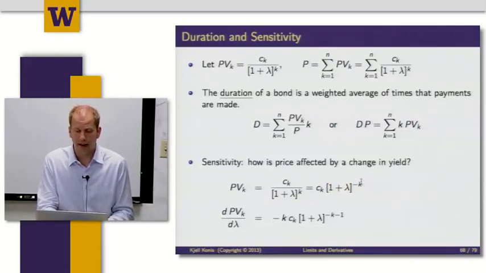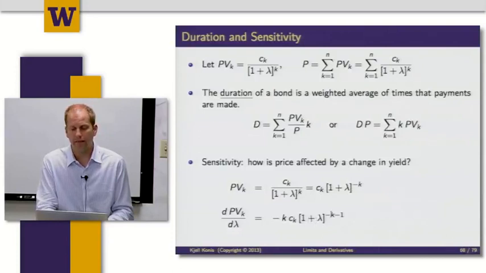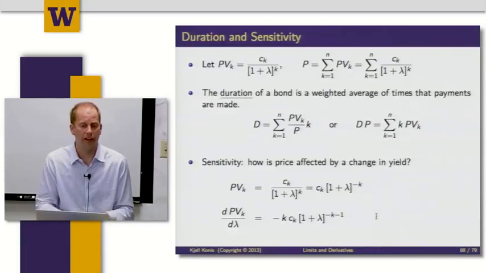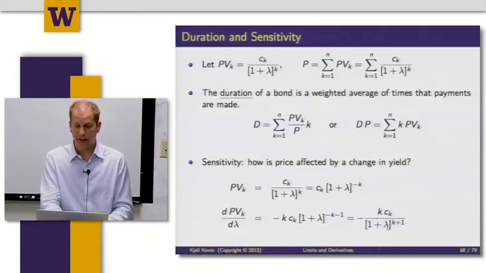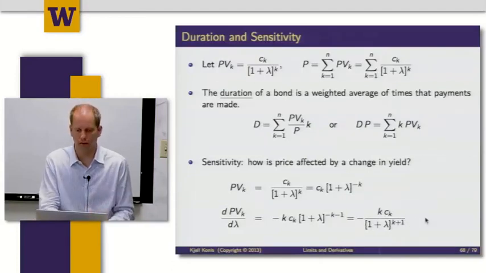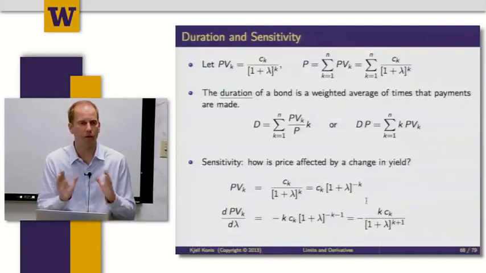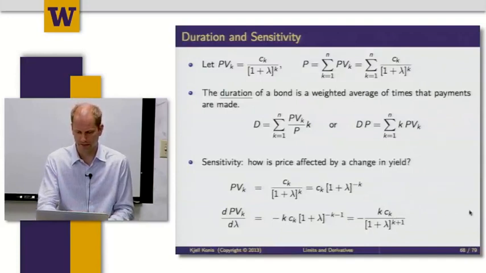So this just becomes minus k times c sub k, times my argument here, 1 plus lambda, to the minus k minus 1. That's just the power rule to take the derivative. And then I can rewrite it like this. That's just undoing this negative exponent trick. And minus k minus 1 is the same as the quantity k plus 1 times negative 1. So that's why we get a power k plus 1 down here.